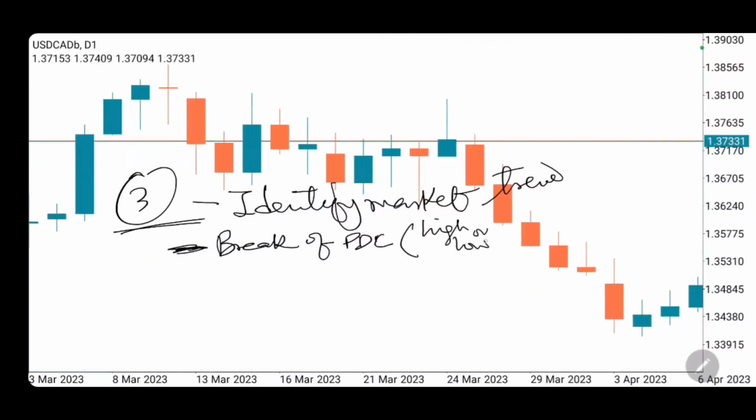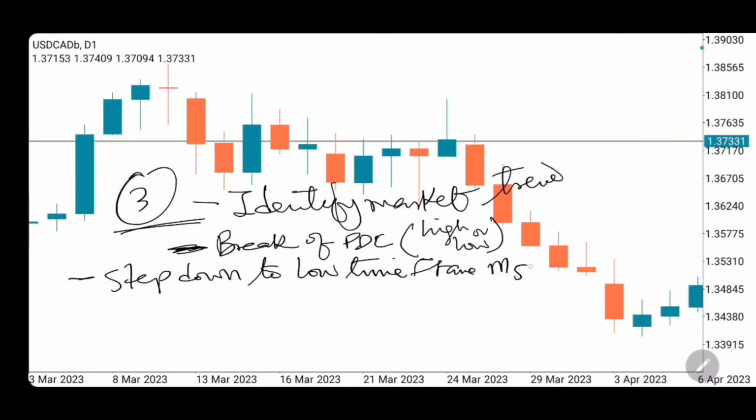Or low to be taken out. So once the high and low is taken out, you have to do what? You have to step down to a lower time frame, like your M5 or M15. All right, your M5, your 5 minutes or 15 minutes time frame, you step down.